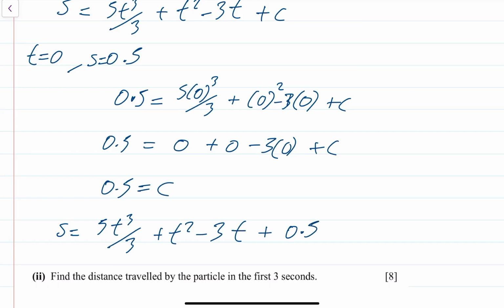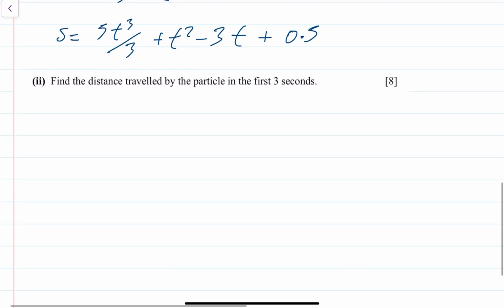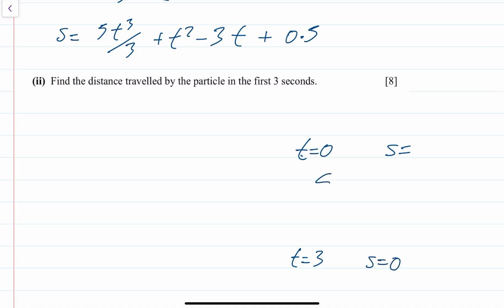Okay, right. Now, the next bit says, find the distance travelled by the particle in the first 3 seconds. This is a really, really good question. Now, what you need to do here, don't take this down just yet, is find at the start what your displacement is, at the end, so when t is equal to 3, what your displacement is, but in between this, you need to find any times when the thing comes to rest.